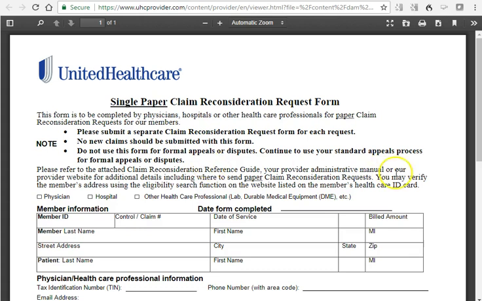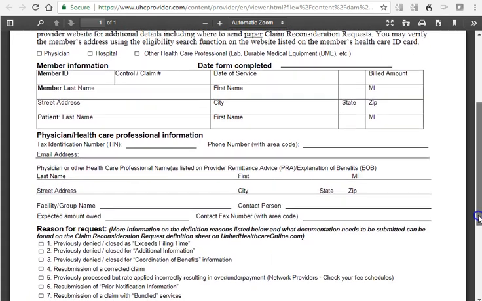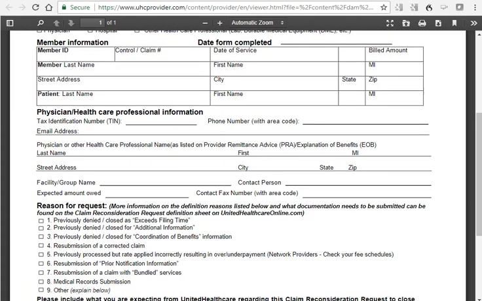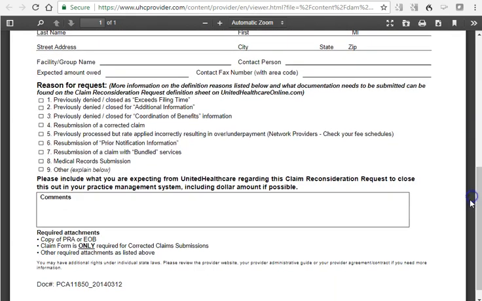But again, we're looking at essentially the same submitted information. We have the member ID information. We have the submitter ID information. Then we have the reason for the request. Okay, again, previously denied, previously denied, previously denied.